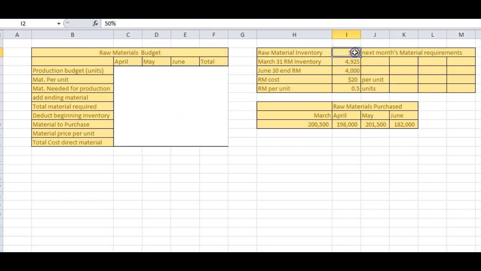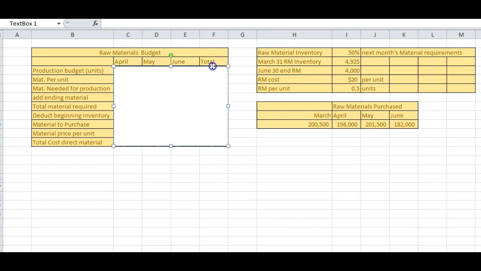We want 50% of next month's material requirement left in inventory. March 31st remaining inventory was 49,025. June ending inventory was 4,000. These are things you're going to need to calculate. Raw material cost is $20 a unit, and raw material per unit is a half a pound, we're going to say. And then here are the purchases that we're going to look at. These you can use for check figure.